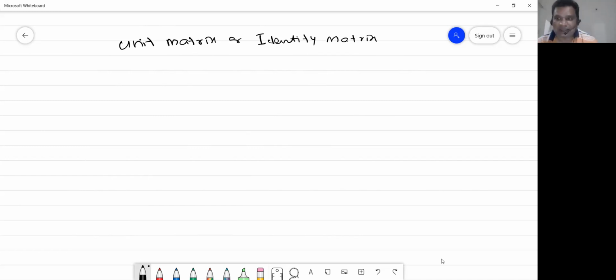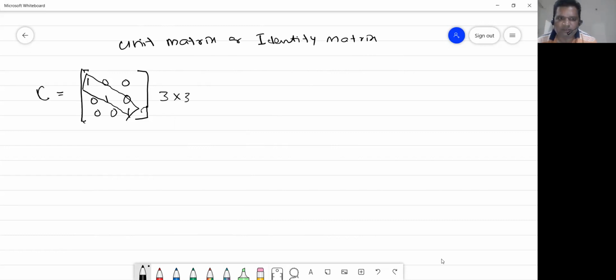A unit matrix or identity matrix is a scalar matrix. Scalar matrix means it is a diagonal matrix in which the elements of the principal diagonal are equal to 1: 1, 0, 0, 0, 1, 0, 0, 0, 1. This is the unit matrix of order 3 into 3. I will call this a C matrix. So what is the order? 3 rows into 3 columns. So this is a unit matrix or identity matrix.